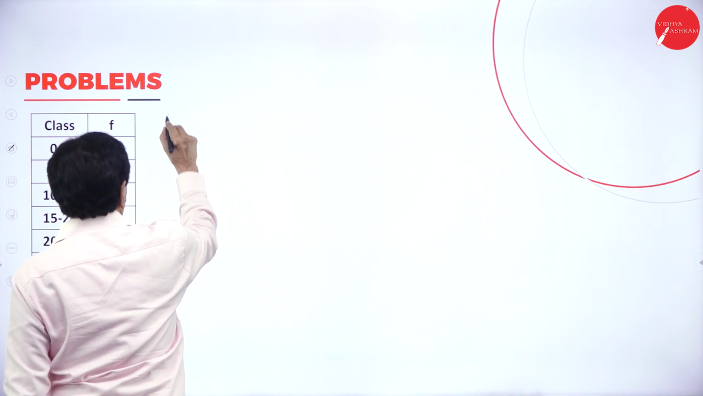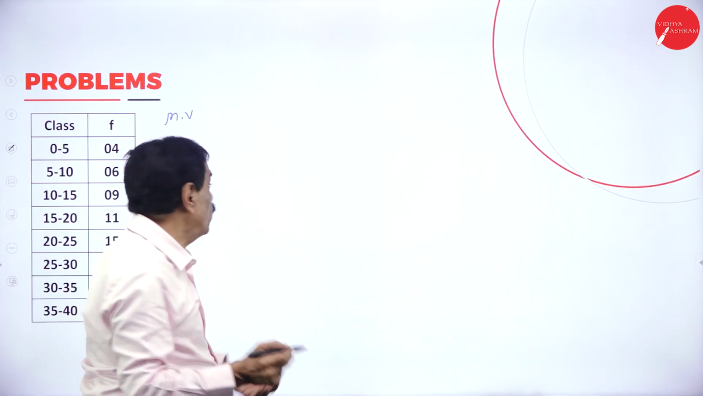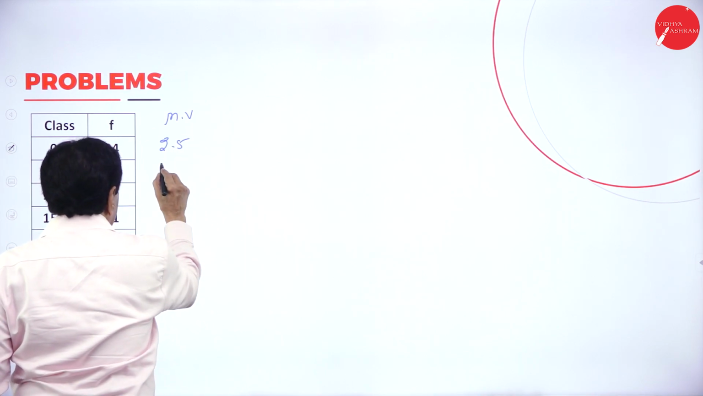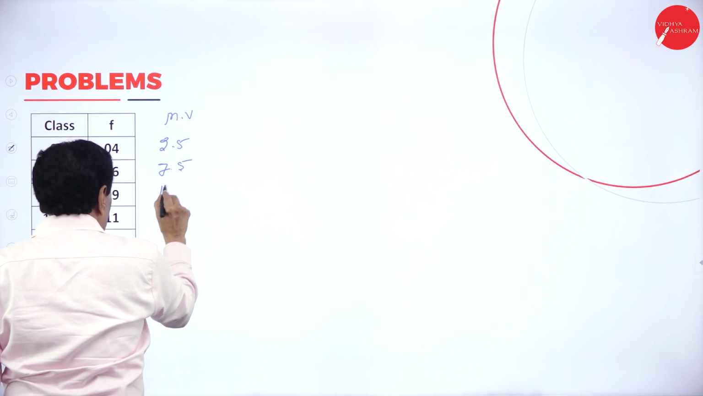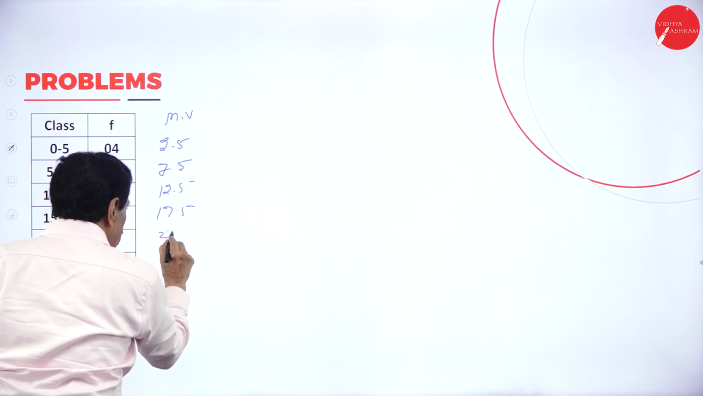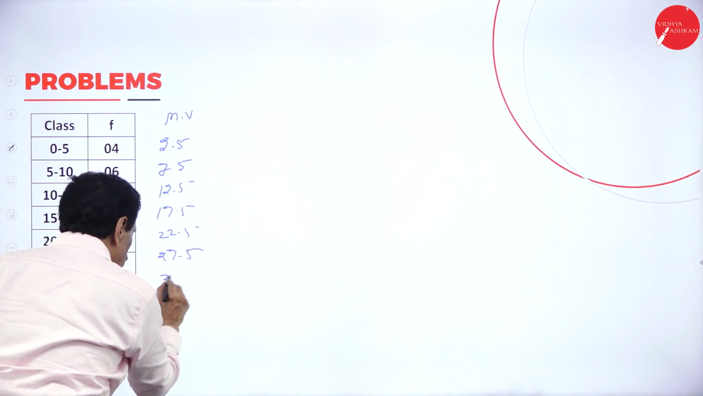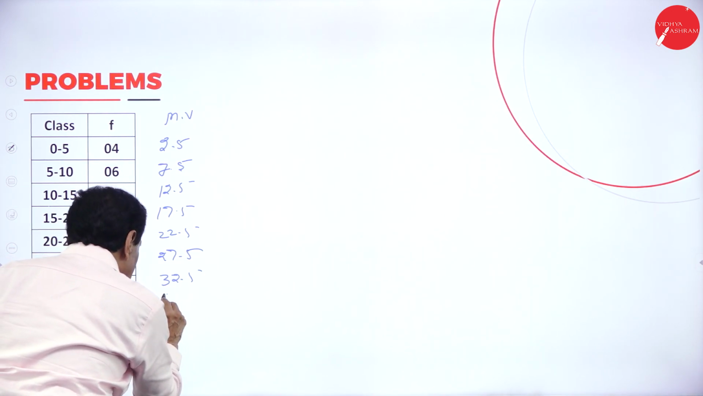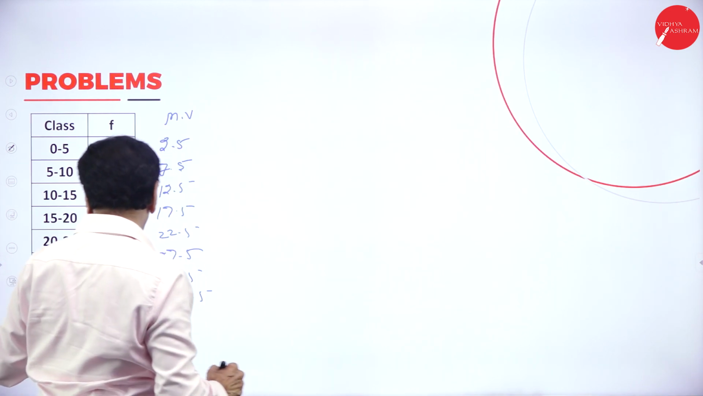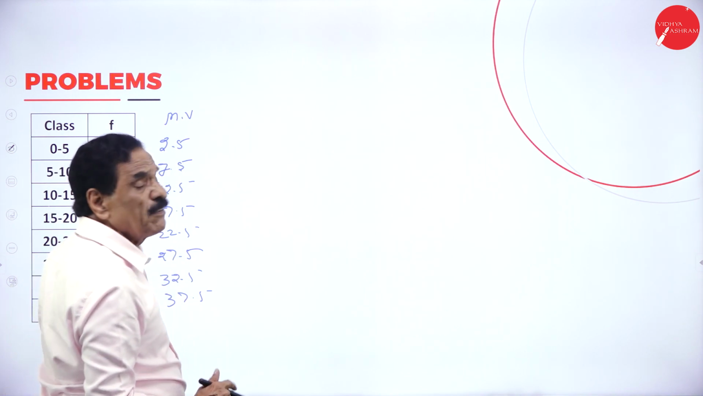Then find out the mid value. So 0 plus 5 is 5, divided by 2 is 2.5. The difference is 5. Next is 7.5, 12.5, 17.5, 22.5, 27.5, 32.5, 37.5. So difference is how much? 5. If you check the number, 35 plus 40 is 75, divided by 2 is 37.5.